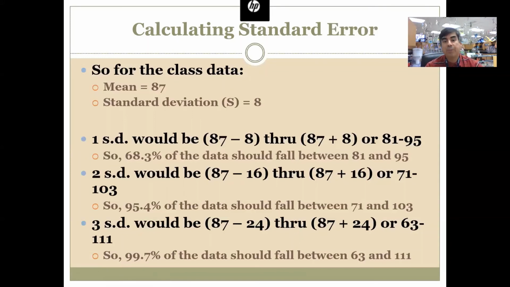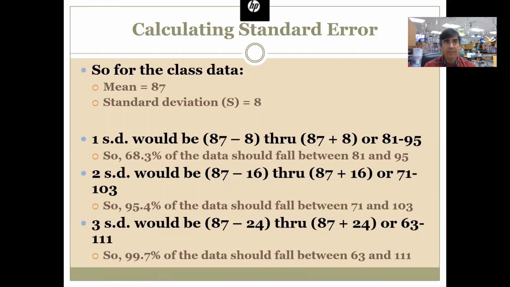What if I wanted 2 standard deviations away? What if I want to know where 95% of my students kind of lie? Well, at 2 standard deviations away, if my standard deviation is 8, all I have to do is double it. 8 plus 8 is 16. So now I get my mean of 87, subtract 16, and my mean of 87, add 16, and that gives me a range of 71 to 103. So at 2 standard deviations away, 95% of my students earn between 71 and 103.